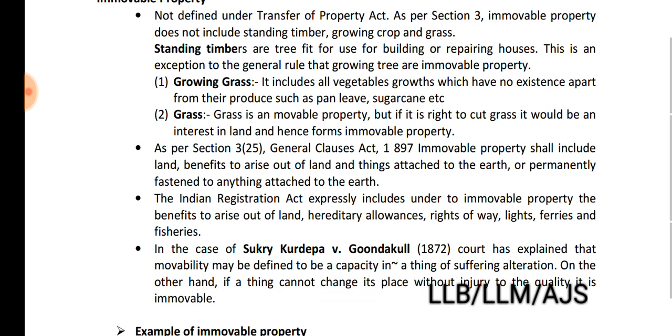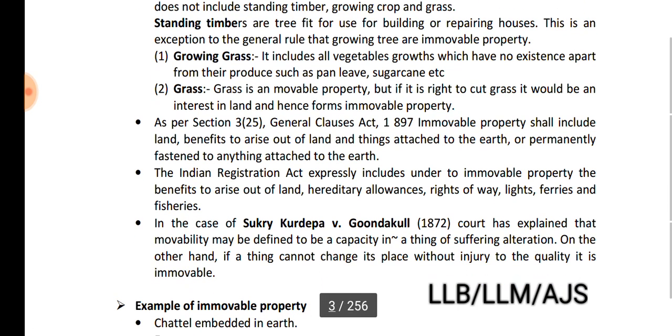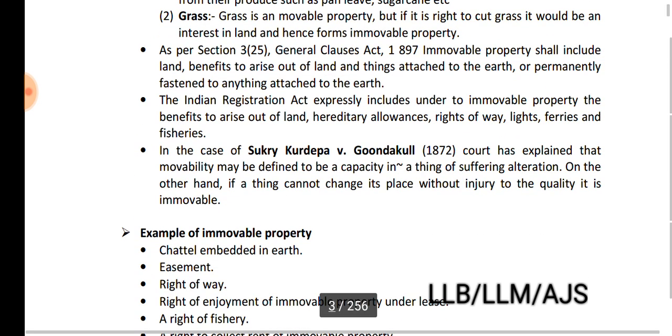Growing grass includes all vegetables growing which have existed apart from their produce, such as pan leaves, sugarcane, etc., because they must be cut down at a certain specific time. Grass is a movable property, but if it is the right to cut grass, it will be an interest in land and hence forms immovable property. Then, as per Section 3(26) of the General Clauses Act 1897, immovable property shall include land, benefits to arise out of land and things attached to the earth. So land, of course, we know is immovable property.